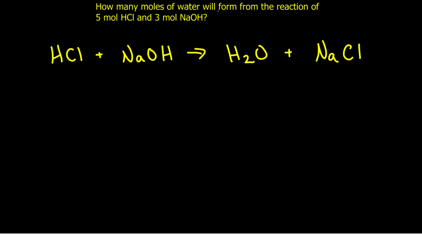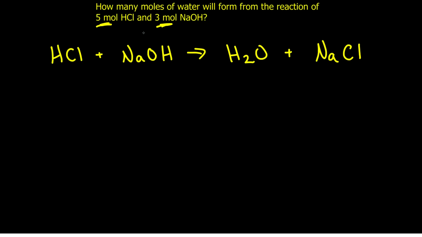So our first problem says, how many moles of water will form from the reaction of 5 moles hydrochloric acid and 3 moles sodium hydroxide? First thing I notice is I have 5 moles and 3 moles. I have two quantities for my reactants. That means there's a limiting reactant in play. I've got to figure out which one of those is the limiting reactant.